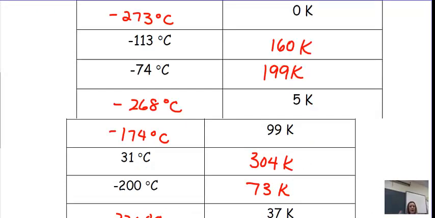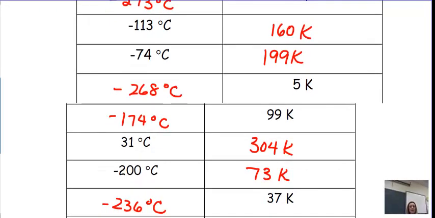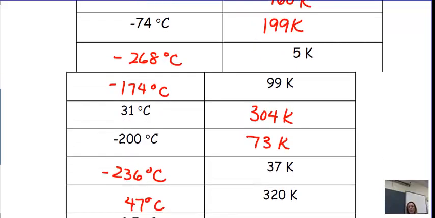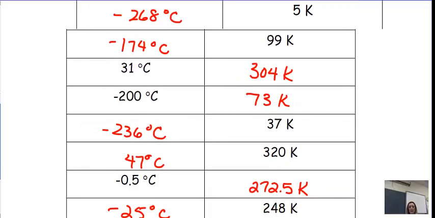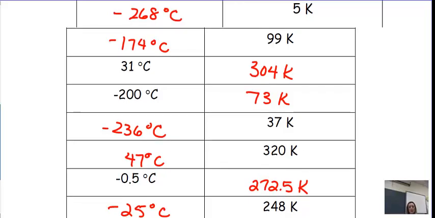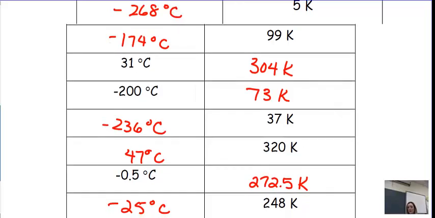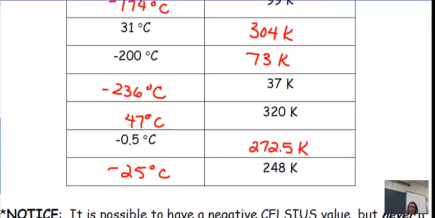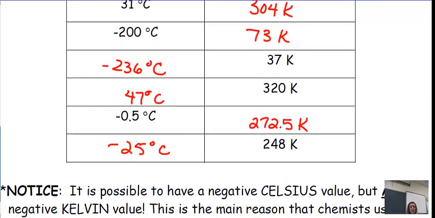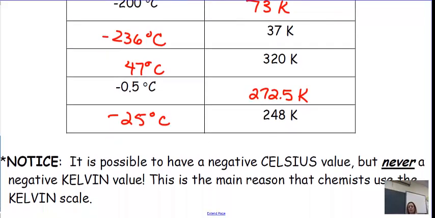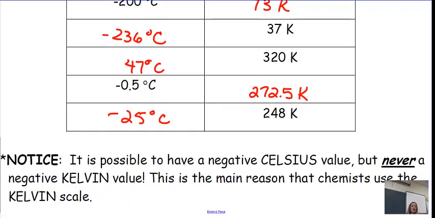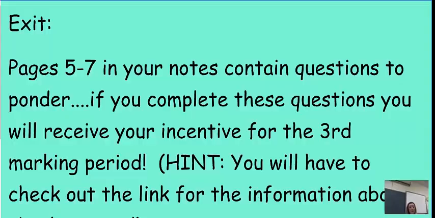All right, so we'll resume and go on. So you should have a negative 273, 160 Kelvin, 199 Kelvin, negative 268 degrees Celsius, minus 174 degrees Celsius, 304 Kelvin, 73 Kelvin, minus 236 degrees Celsius, 47, 272.5 Kelvin, and 25 below 0 degrees Celsius. So it is possible to have a negative Celsius value, but never a negative Kelvin value. This is the main reason that chemists use the Kelvin scale, because we don't have to worry about negatives.